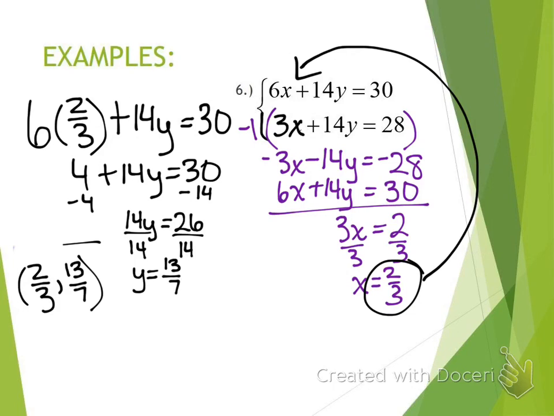The question was asked, can we do a decimal? In general, I'm okay with decimals. However, I'm not okay with rounded decimals. And 13/7 does not come out nicely as a decimal. You would have to round it. So in this case, your best bet is to stick with your fractions.